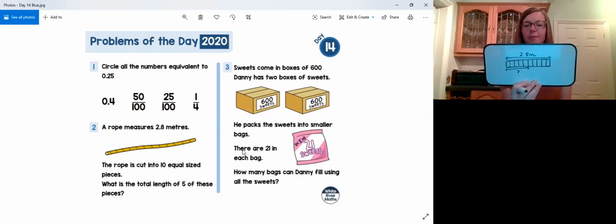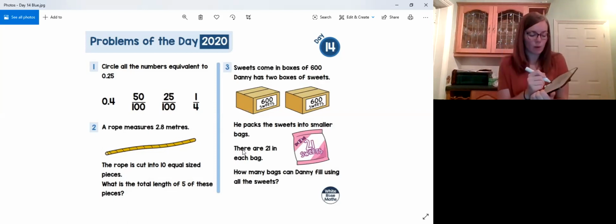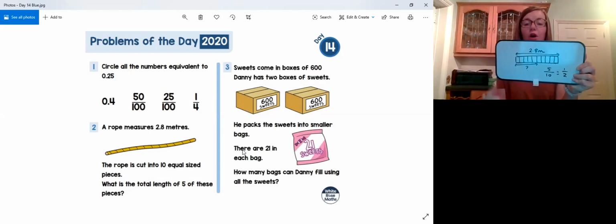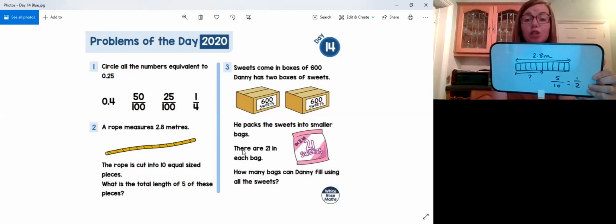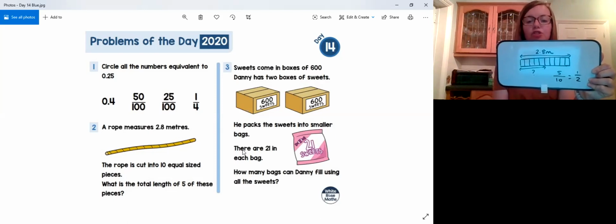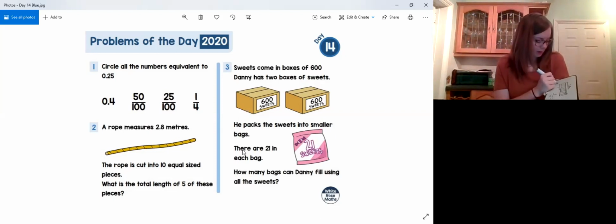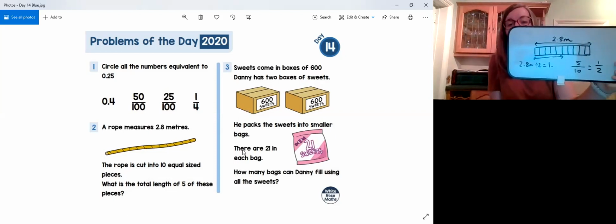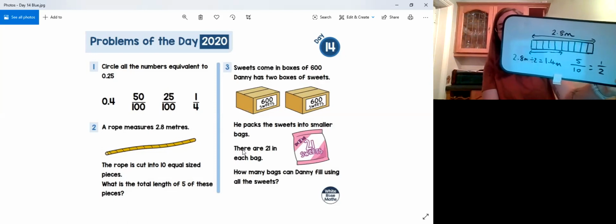Okay, so hopefully the visual is reminding you that perhaps we don't have to work out what one piece is and then times it by 5, because again, we want 5/10, which has an equivalent fraction of a half. We want half of the original rope. Now, dividing 2.8 by 2 is a lot easier than dividing it by 10 and then timesing it by 5. So, if we partition it, 2 divided by 2 is 1. So let me write this out over here. And 0.8 divided by 2 is 0.4. So half of 2.8 is 1.4.